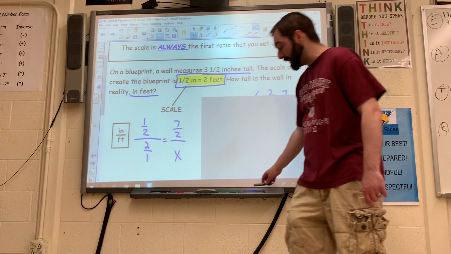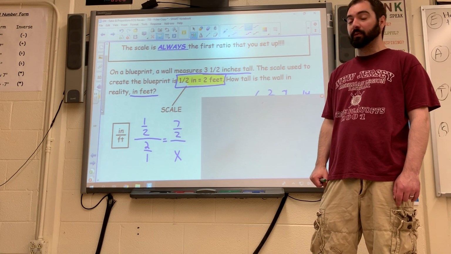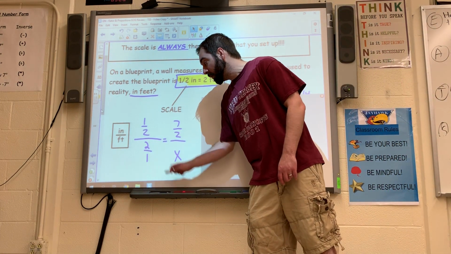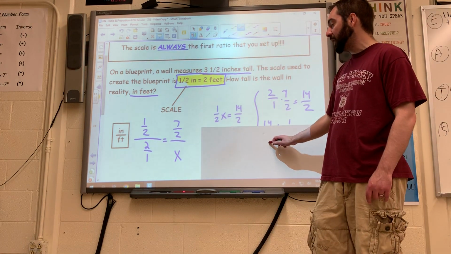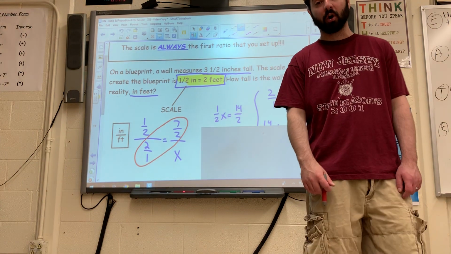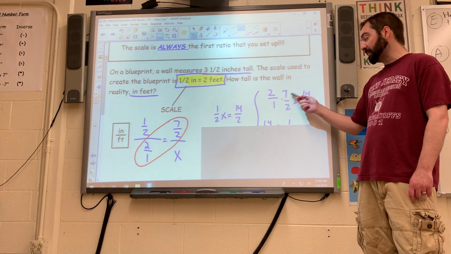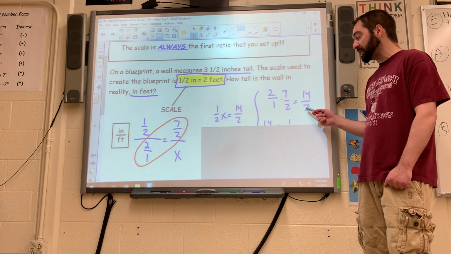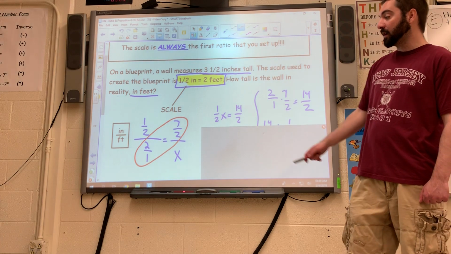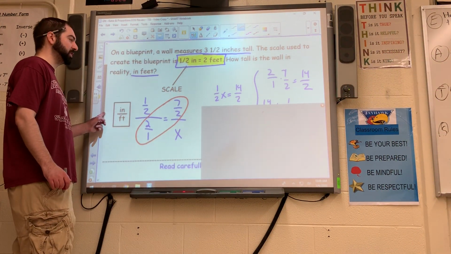Once you have the problem set up, this is why they're really the same exact type of problem as a unit rate or a proportion problem. Cross multiply and solve for your variable. So 1/2 times x, easy, it's 1/2 x. Again, when you do this side, you're gonna have to show the work off to the side. 2 times 7 over 2, 2 times 7 is 14, 1 times 2 is 2. Again, I'm taking that and plugging it into my equation to solve for it. So the real problem was 1/2 times x equals 14 over 2.